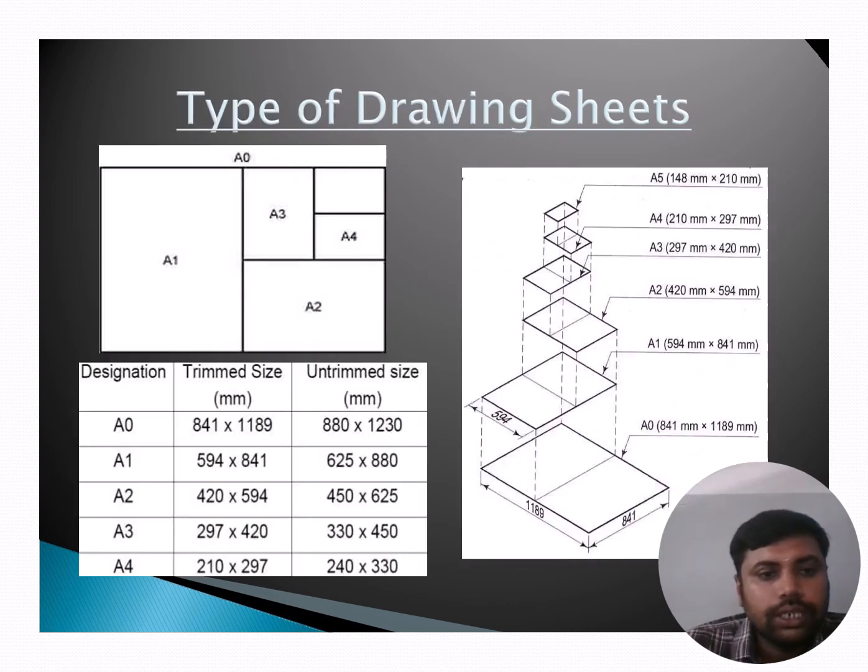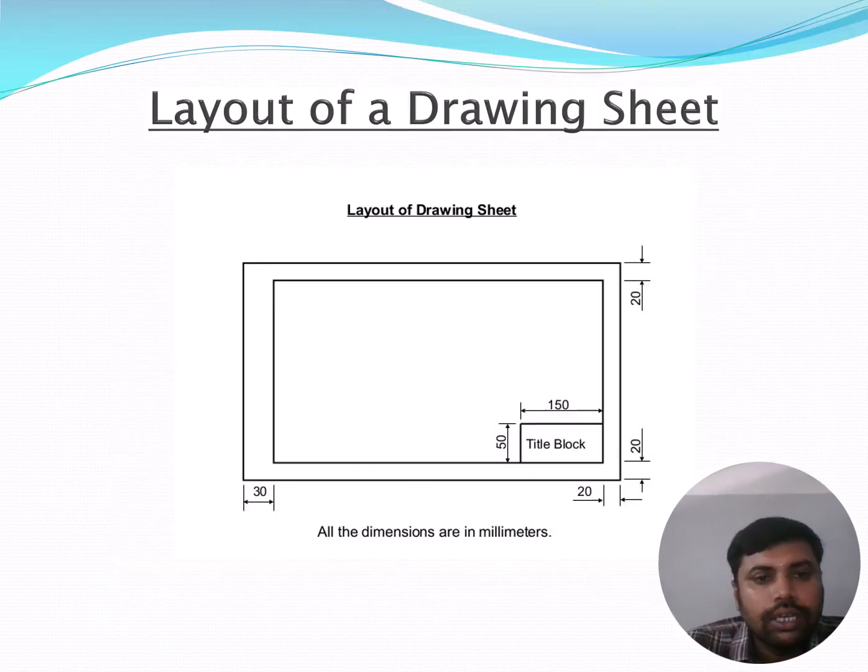Drawing sheet types. The A0 size is the initial sheet, with a trimmed size of 841 mm by 1189 mm. The untrimmed size is 880 by 1230 mm. A0 is cut shortened into A1, then A1 is cut shortened into A2, then A2 is cut shortened to A3, and after that the A4 size. These are the sizes of the papers that come as drawing sheets.